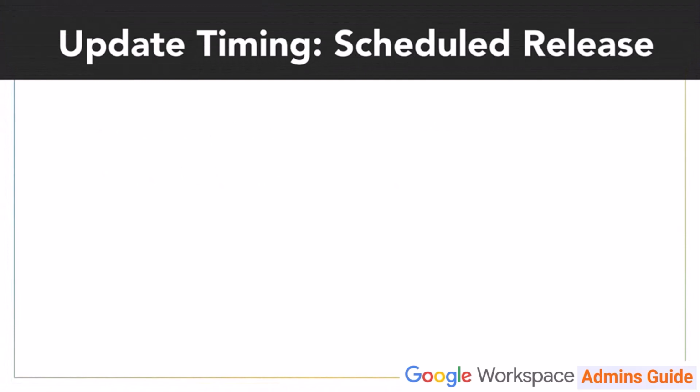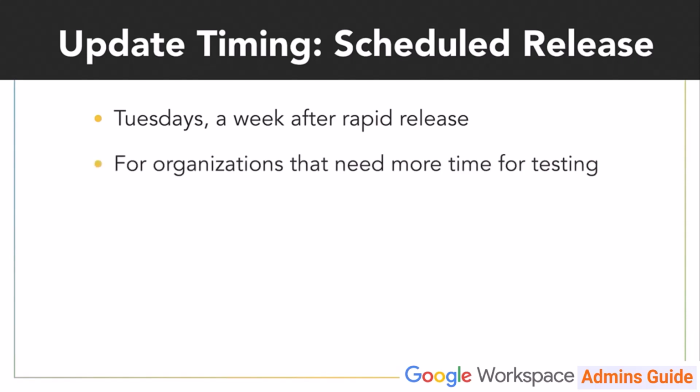Larger organizations, with large numbers of users, may need more time to evaluate new services before releasing them to their domain. Domains on the Scheduled Release track have more time for evaluation and training. Scheduled releases happen on Tuesdays, approximately a week after rapid release updates. Because scheduled releases happen after rapid release, an organization that moves from rapid release to scheduled release could potentially lose functionality if the upgrade has not yet been released on the scheduled track. Deciding which schedule depends on your training needs for your organization, as well as the estimated number of affected users.